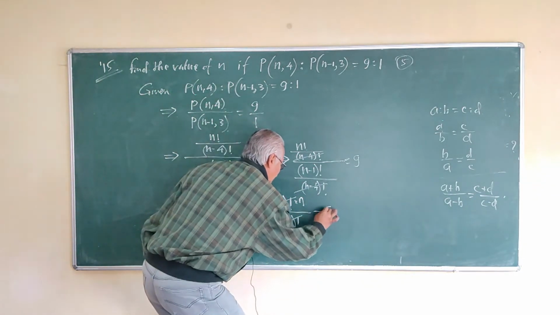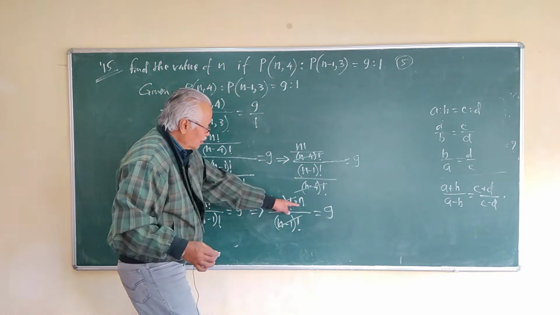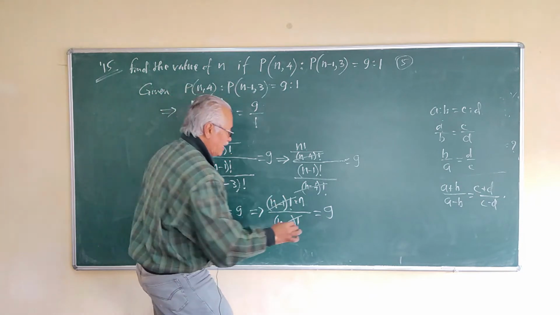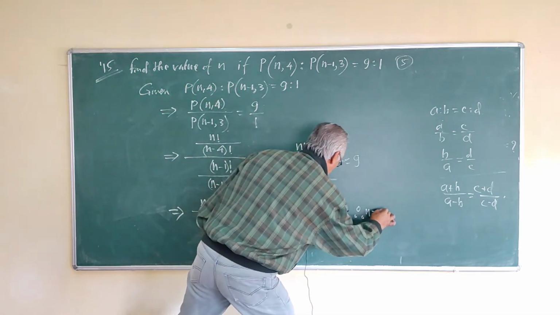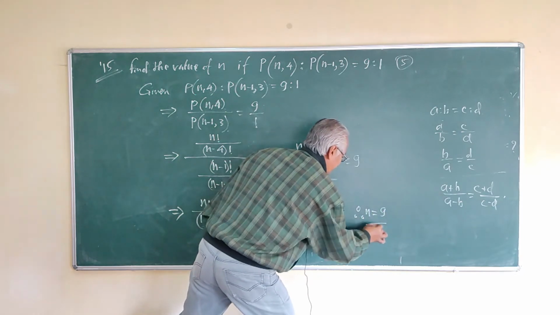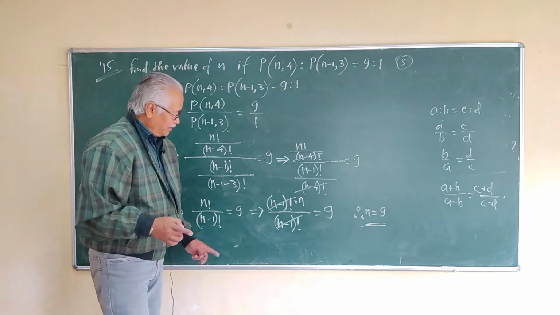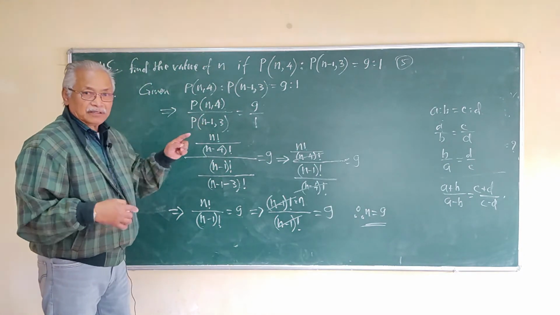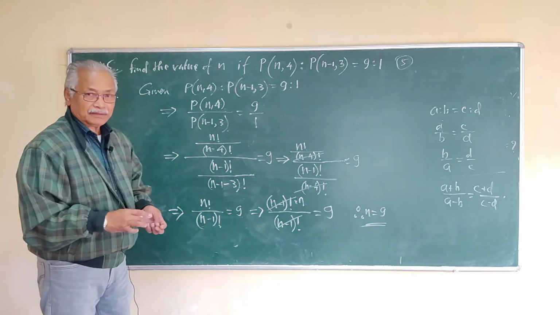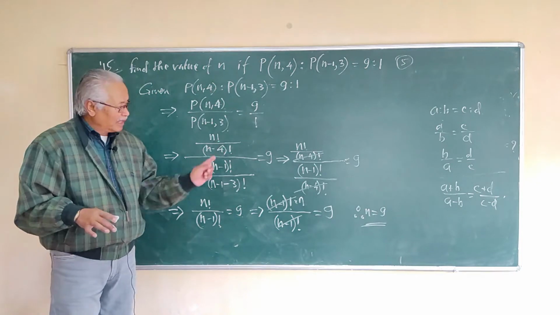That is equal to 9, right? Therefore, you got the value of n to be 9. Therefore, n will be equal to how much? 9. So that's it. I hope it is clear to all of you. You can try it by yourself once again. We'll go for another problem. I'll rub it up.